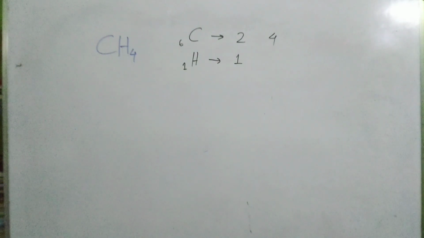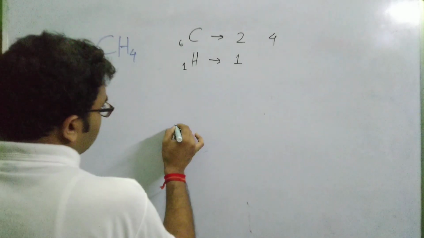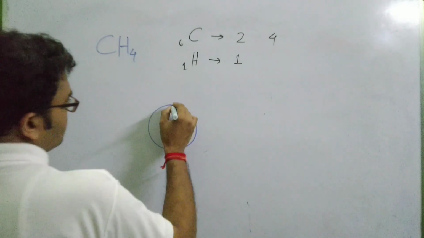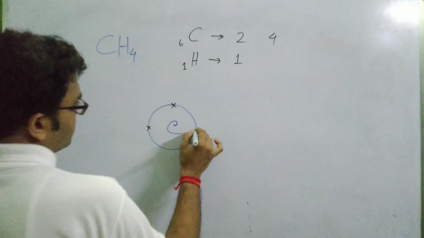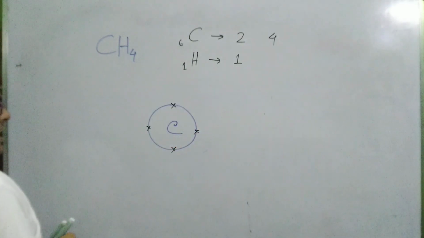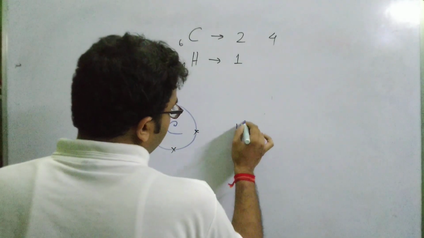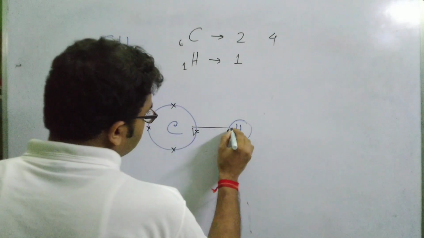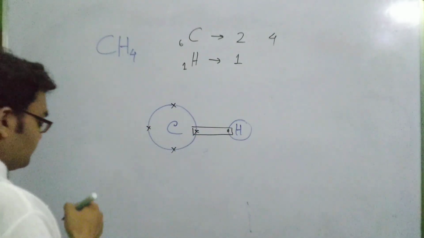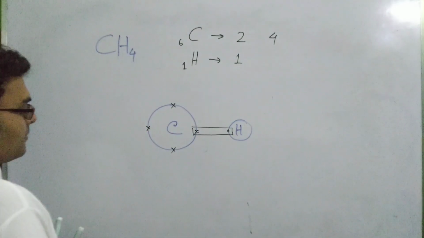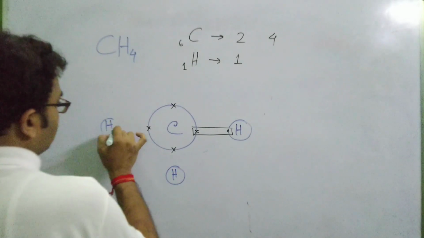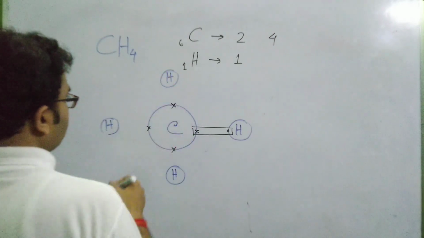Now let us see the structure of the carbon atom. The carbon atom has 4 electrons in the outer shell, so 1, 2, 3, and then here 4. Here one hydrogen atom comes, and this hydrogen atom shares its electron with this carbon atom, so one bond is formed. These are all single bonds, as we have studied, because only one pair of electrons is formed. Another hydrogen atom comes here. 4 hydrogen atoms appear. Another hydrogen atom comes here, and another hydrogen atom comes here.